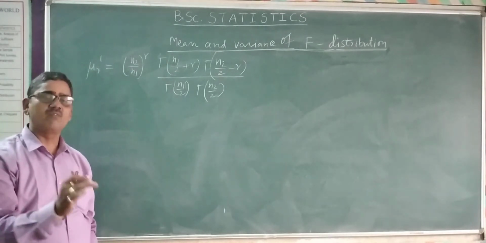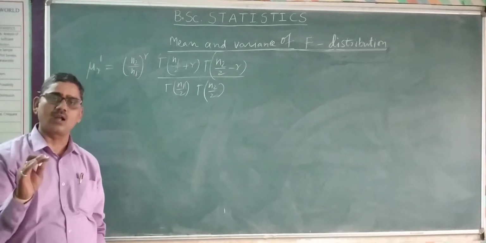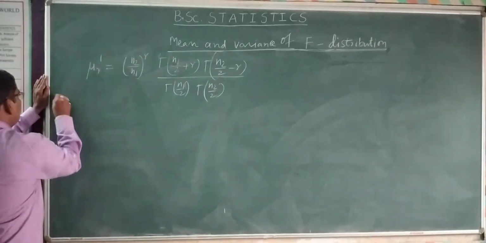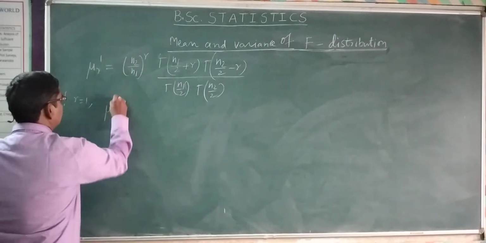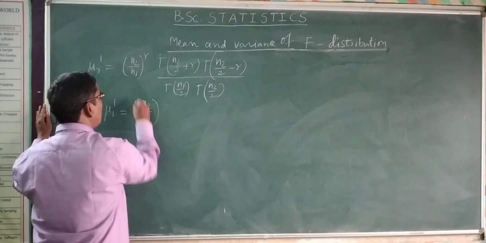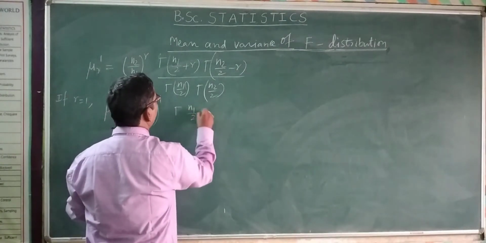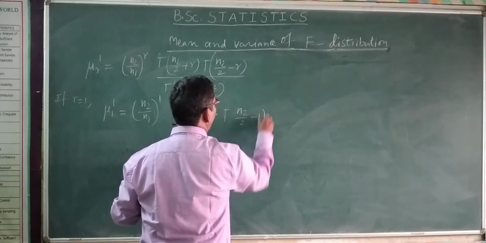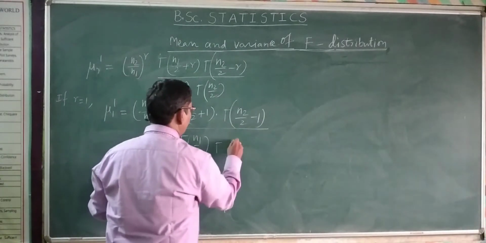To calculate mean and variance, it is required to calculate only two moments, r is equal to 1 and r is equal to 2, that is mu 1 dash and mu 2 dash. So substitute r is equal to 1. If r is equal to 1, mu 1 dash is equivalent to (n2 by n1) whole power 1 multiplied by gamma of n1 by 2 plus 1 multiplied by gamma of n2 by 2 minus 1 divided by gamma of n1 by 2 gamma of n2 by 2.